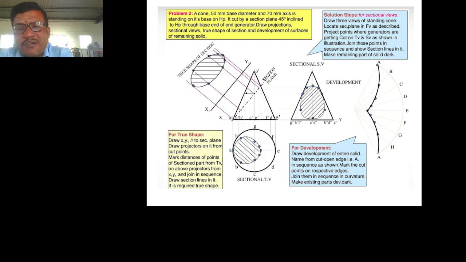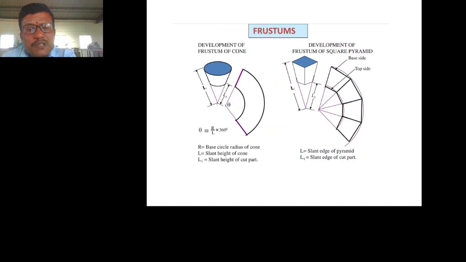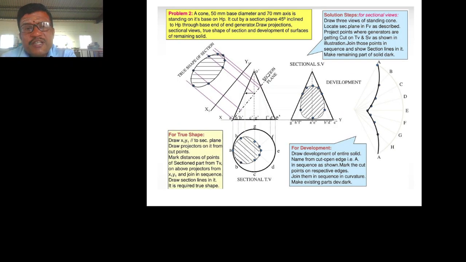So coming to the development of surfaces of the cone, we have to take the formula theta is equal to R by L into 360 degree. So here R is given and L is given. Find the angle theta. So that will be the A to A. Then take the radius of the slant edge of the cone. Measure the slant edge, say that is O dash and A dash, and mark it as the radius of the cone. Now divide this angle theta into 8 equal parts.